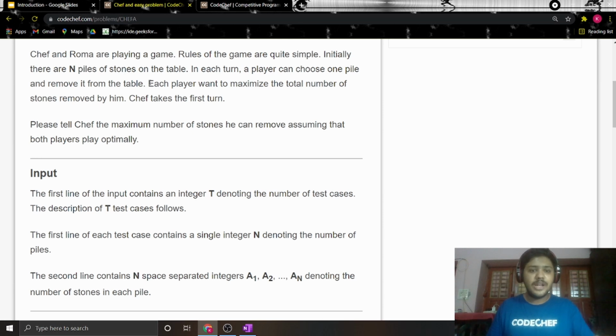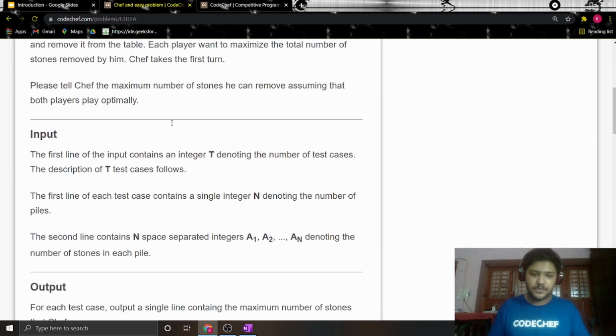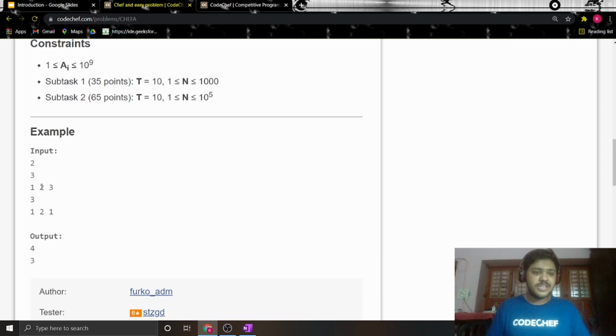So we have to help the Chef play with a strategy such that he removes the maximum number of stones if both players, Chef and Roma, play optimally. The first line of input contains a single integer n, which denotes the number of piles. And after that there are n integers where a of i denotes the number of stones in the ith pile.